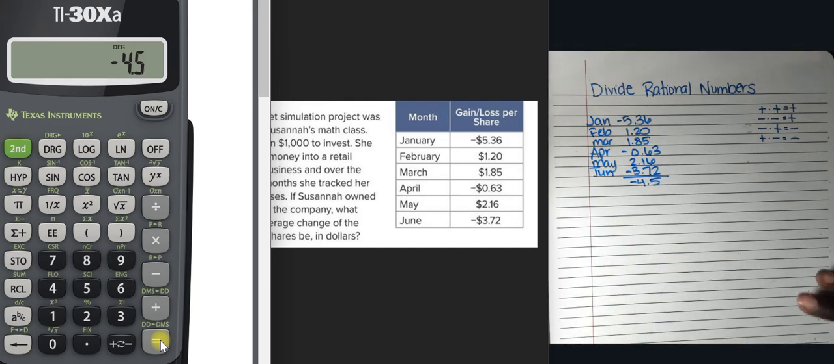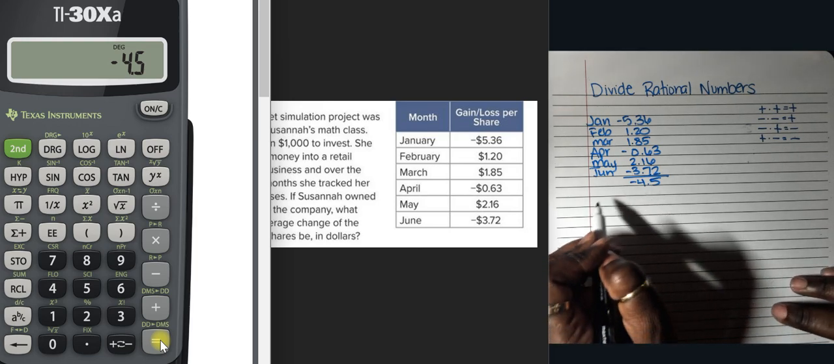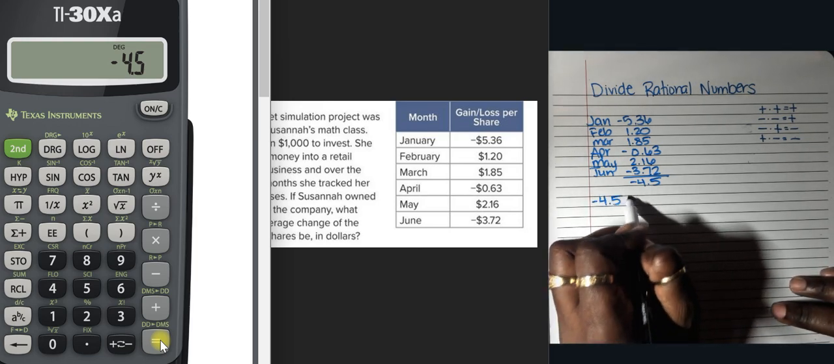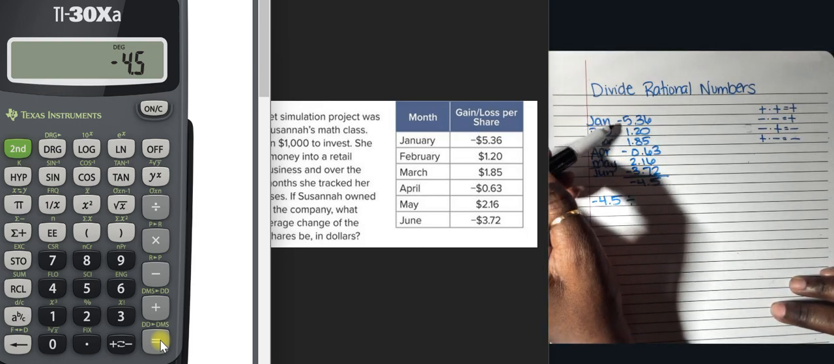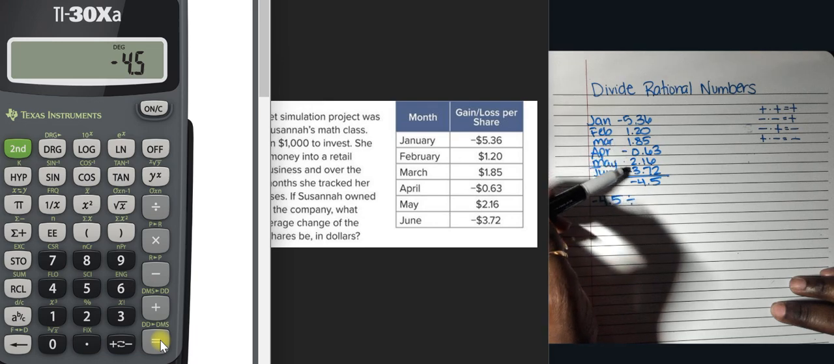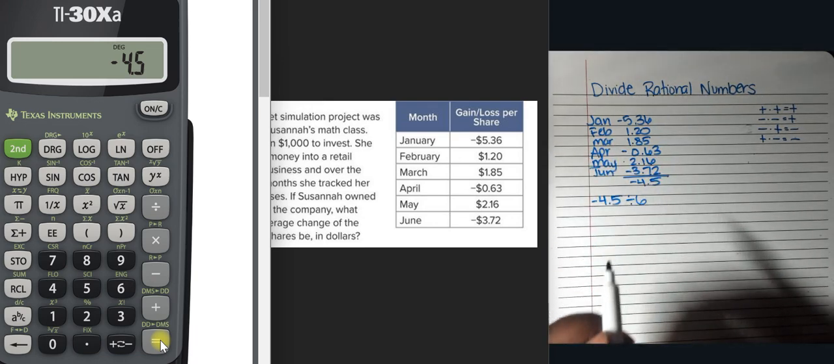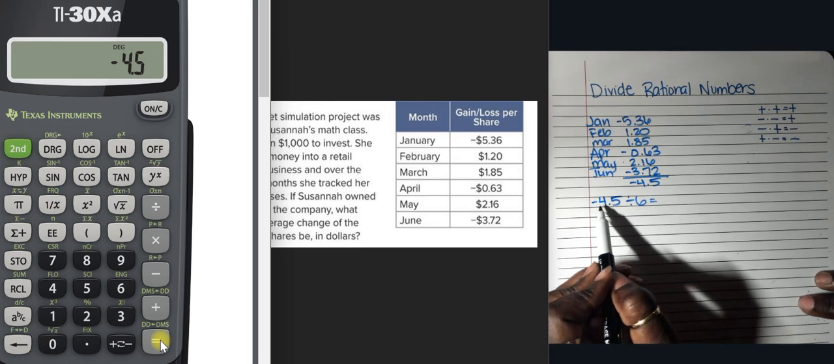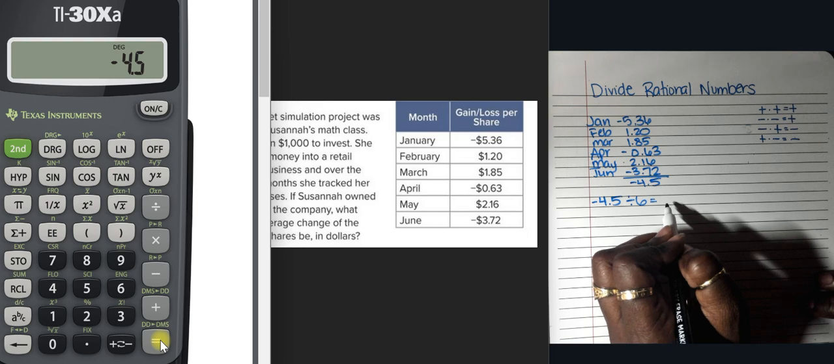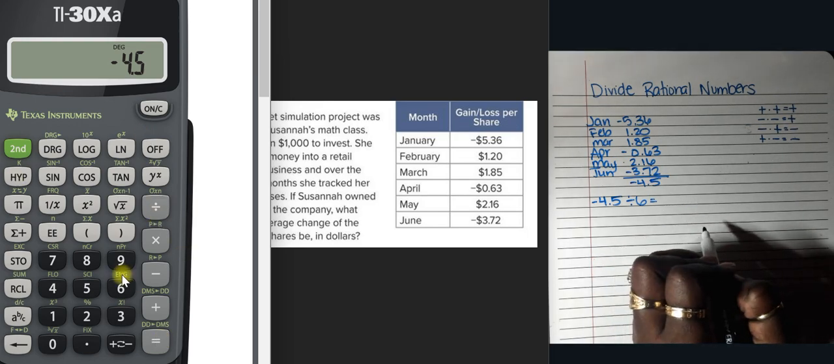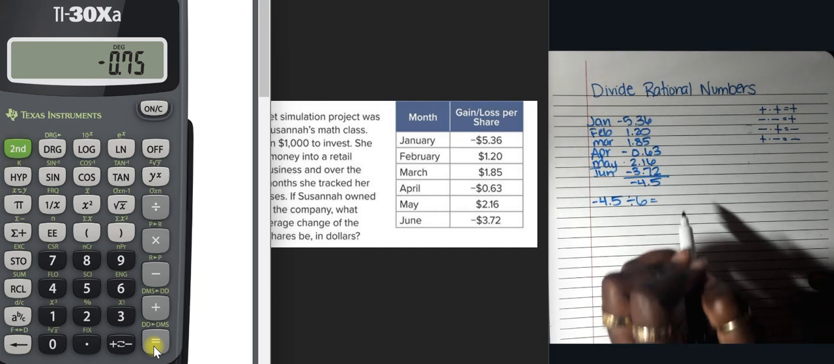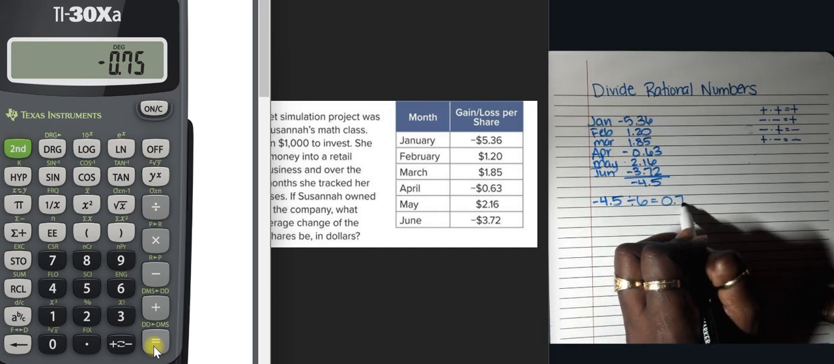Okay. So minus 4.5. But we want the average. So in order for us to find the average, you need to take the total amount that you have and divide it by the number of entries that we used to come up with the 4.5. So we use 1, 2, 3, 4, 5, 6 entries. Okay, so now we have negative 4.5 divided by 6. And so what we come out with is she's losing about 75 cents per share.